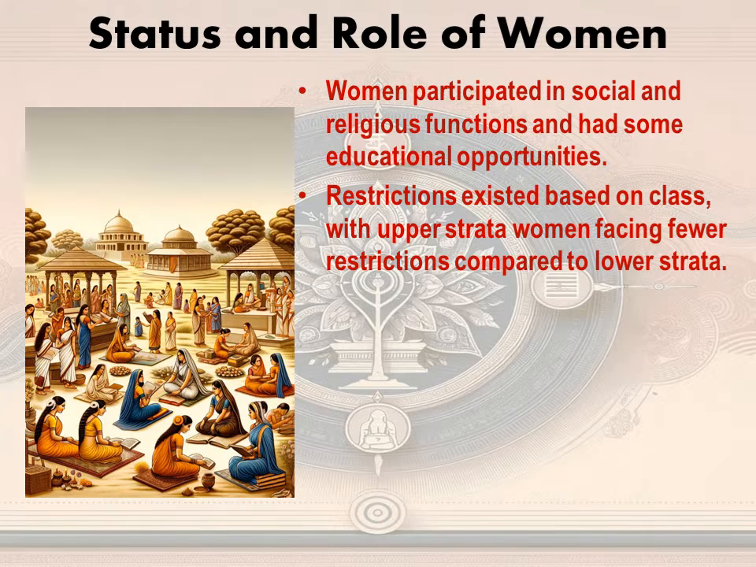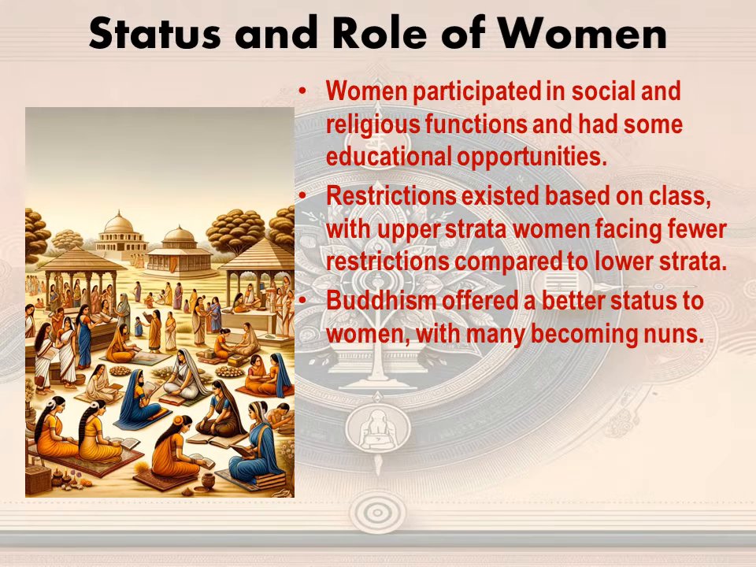Restrictions existed based on class, with upper strata women facing fewer restrictions compared to lower strata. So women of the higher status or women of higher caste had fewer restrictions compared to that of women in the lower caste. Buddhism offered a better status to women, with many becoming nuns. So, even though Buddhism in the early phase resented the joining of nuns into the monastery, still later on, Buddhism accepted nuns, and so Buddhism offered better status to women by making them nuns.